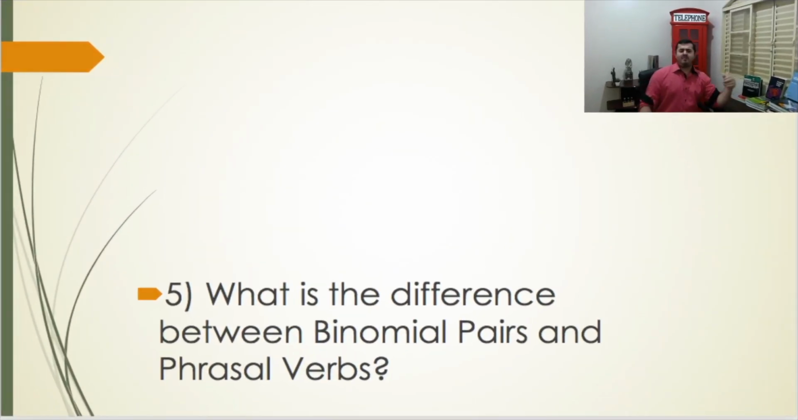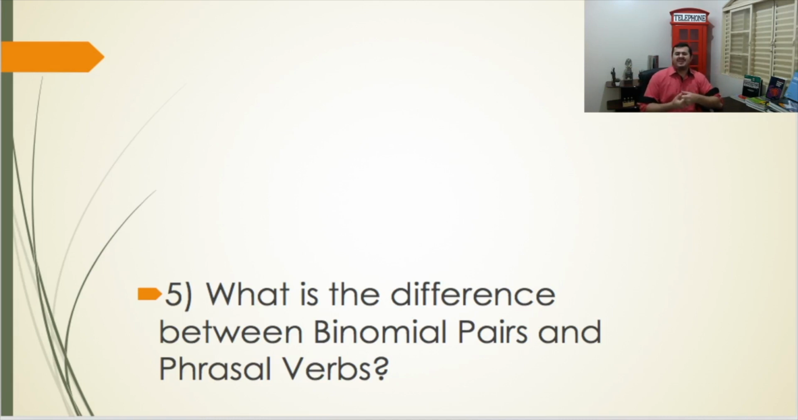So, question number 5. What is the difference between binomial pairs and phrasal verbs? Ooh, a lot of students have difficulties differentiating binomial pairs and phrasal verbs because they're usually formed by 2 words, sometimes 3 in the case of phrasal verbs. So basically, a binomial pair is an expression like an idiom containing 2 words which are joined by a conjunction. For example, and, or, sometimes even a preposition like by, okay? But those words are usually fixed.